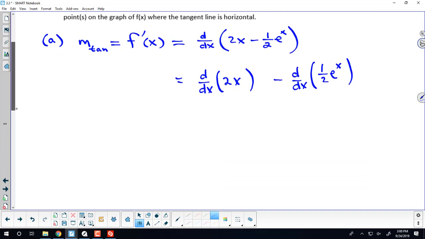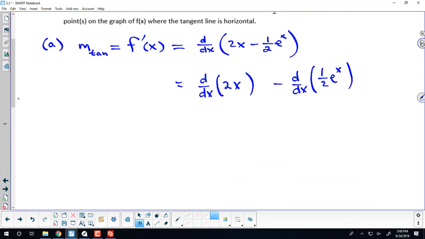we have our first term, the derivative of 2x. The constant 2 times a function of x, 2 gets pulled out. We have just the derivative of x. Minus, here the constant gets pulled out and multiplies the derivative of just e to the x. Is everybody okay with that?